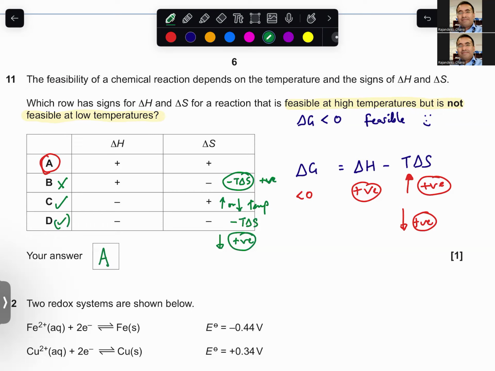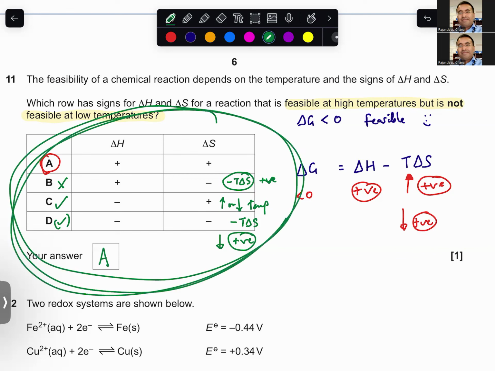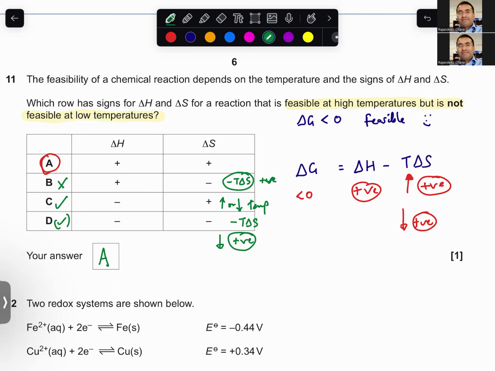Ladies and gentlemen, in your textbook as well, depending on which one you use, there's a table like this. It's worth learning and going through the examples as we have done here. Because this type of question is usually worth a couple of marks, worth looking into.